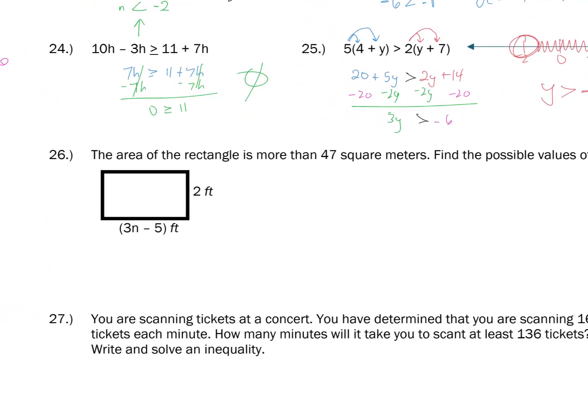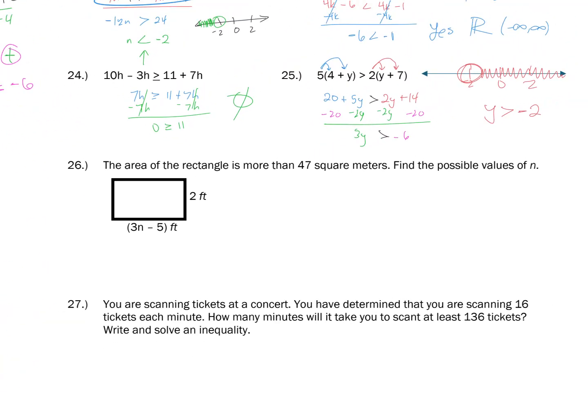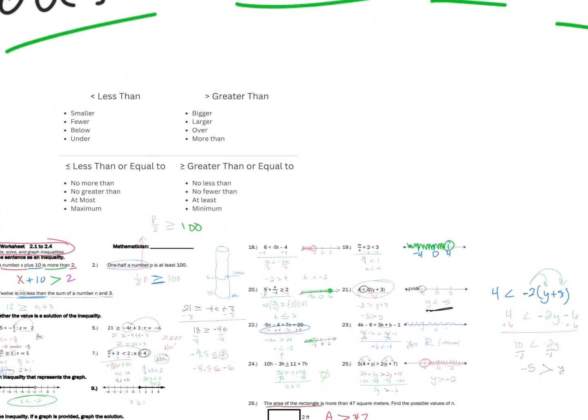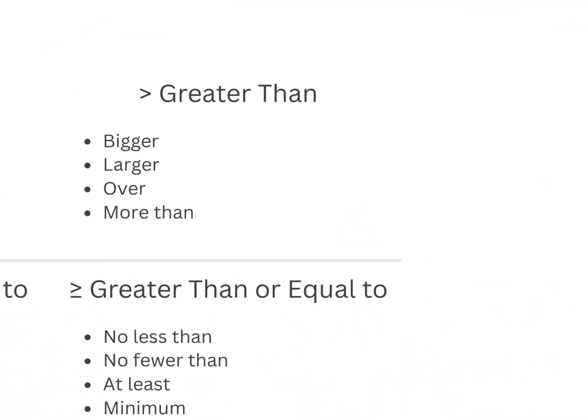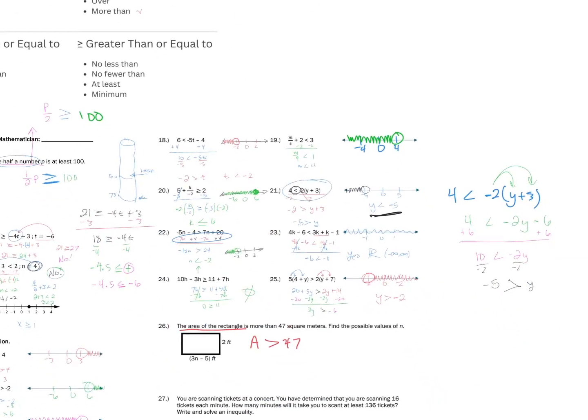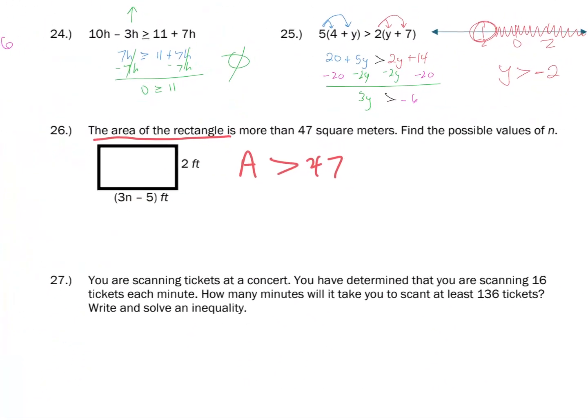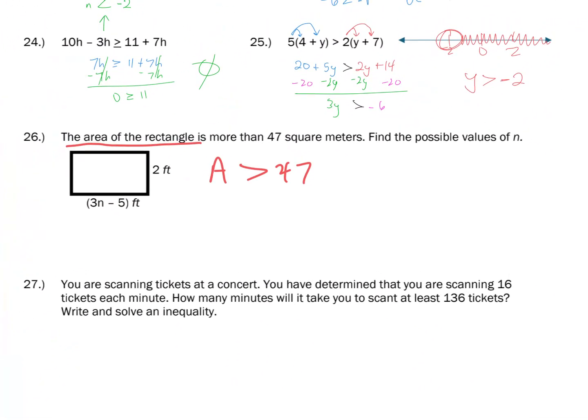All right, the area of a rectangle is more than 47 square meters. I heard one of you say in class, didn't we already do this one? Yeah, kind of. More than is just going to be greater than, not greater than or equal to, just so you know. So the area is more than 47. Find the possible values of n.